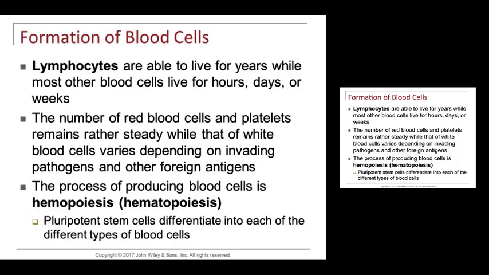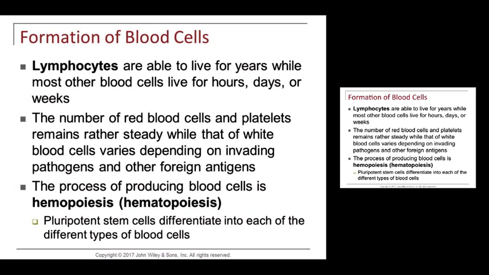Lymphocytes are able to live for years, while other blood cells can live for just hours, days, or even weeks. The number of red blood cells and platelets remain rather steady, while that of the white blood cells can vary depending on the invading pathogens and other foreign antigens. The process in which we produce blood cells is called hematopoiesis. All right, if we're producing red blood cells, it's erythropoiesis.